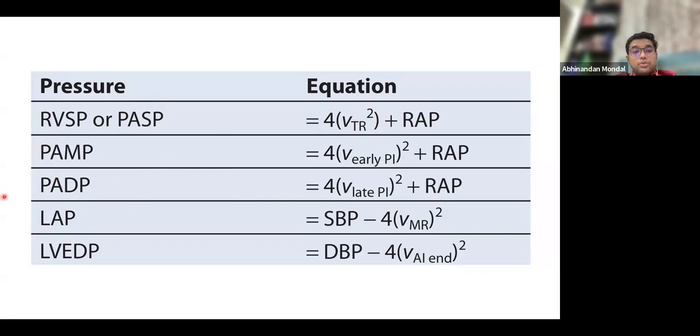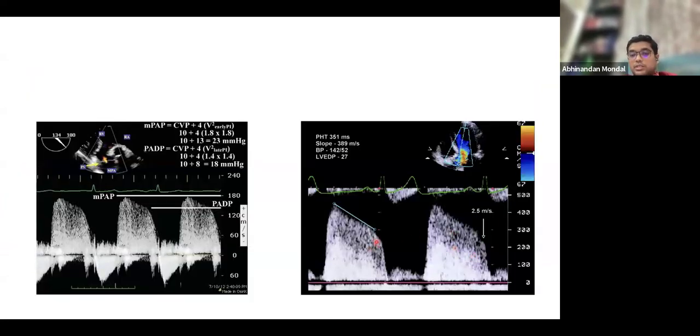Along with that, if you want to know the LA pressure from your MR, you can simply use SBP, systolic blood pressure, minus 4 into VMR square. And if you want to know the end-diastolic pressure, that is diastolic blood pressure minus 4 into AI end square. What is AI end square? This is the velocity of your AI end, that means the end velocity of your aortic regurgitation jet. So this is your 2.5 meter per second. That is how you can calculate.